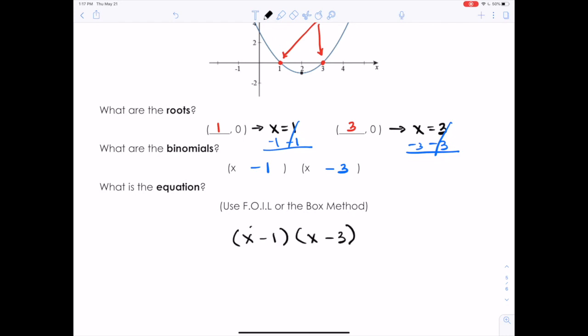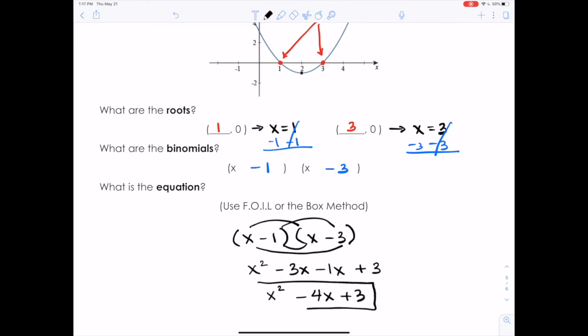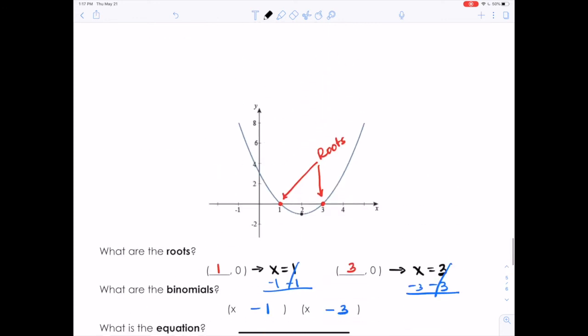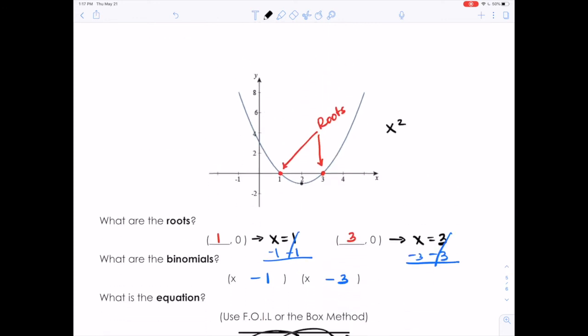Now I need to find the actual equation, and I'm going to use the FOIL method to do it. So once I FOIL, my expression becomes x squared minus 3x minus x. When I combine that, I am left with x squared minus 4x plus 3.